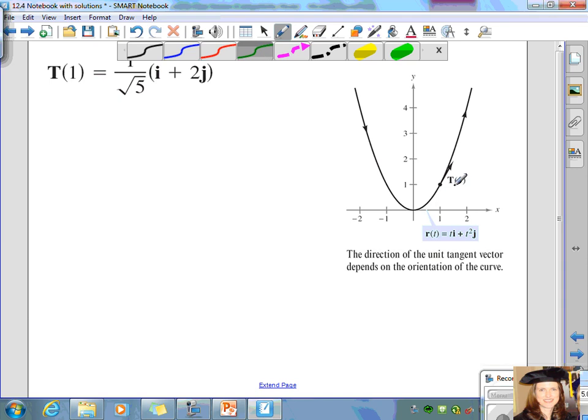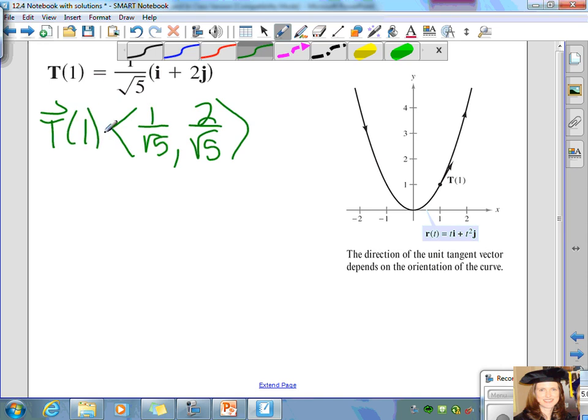Okay, if our unit tangent vector is shown here with components, I can write it using the component form and distributing that 1 over square root of 5: 1 over square root of 5 i plus 2 over square root of 5 j. We would have the components 1 over square root of 5 and 2 over square root of 5. That's your unit tangent vector at t equals 1.